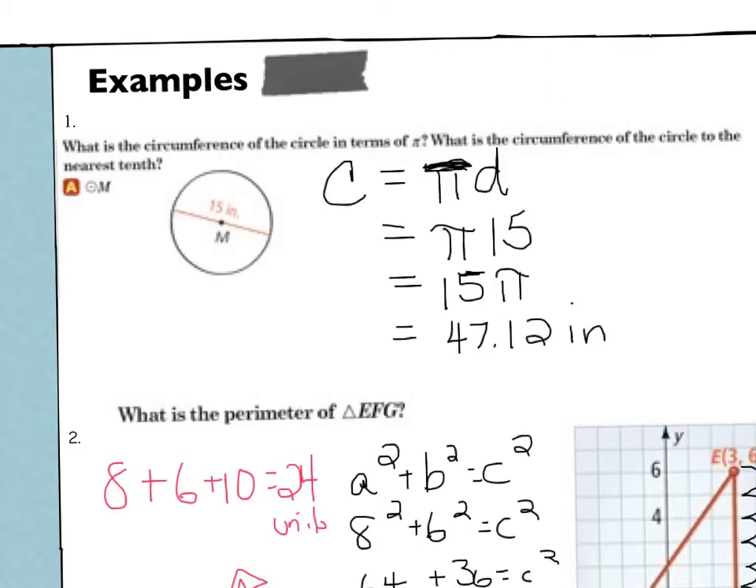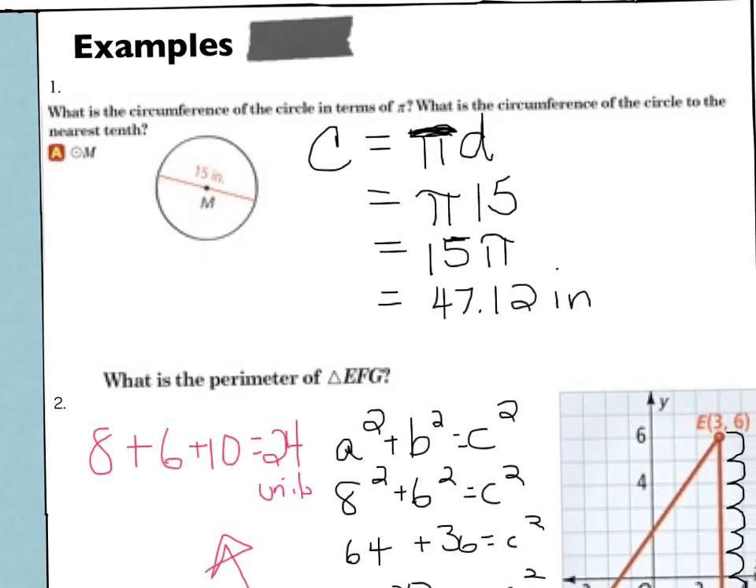All right, here are your examples. What is the circumference of the circle in terms of pi, and in terms of the nearest tenth? The equation we're going to use is circumference equals pi times the diameter. The diameter here is 15, so we substitute that in for d. So 15 pi inches is our answer in terms of pi. For the nearest tenth, put pi times 15 in your calculator. You get 47.123, but rounded to the nearest tenth it's 47.1 inches.